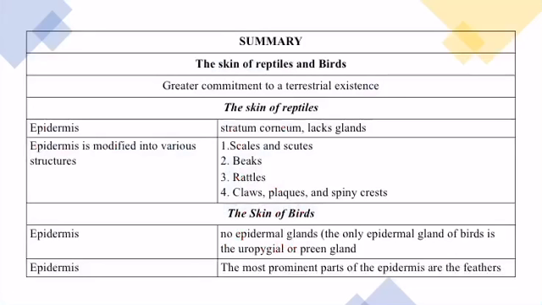The skin of birds. The epidermis of birds is thin with no epidermal gland. The only epidermal gland of birds is the uropygial or preen gland. The most prominent parts of the epidermis of birds are the feathers.